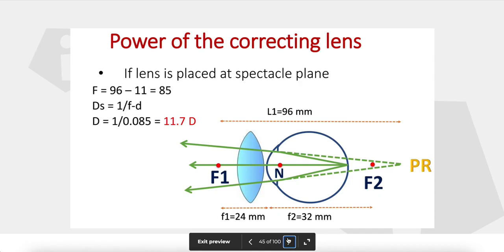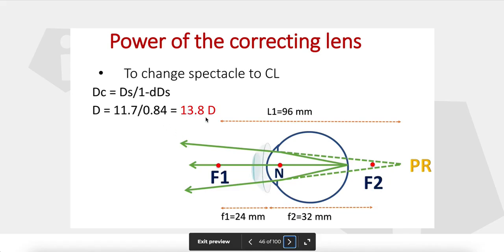And the practical example for this is the correction of aphakia. The aphakic patient, when wearing glasses, needs a power of 11.7 diopters. But if we shift to a contact lens and move more toward the eye, the effective power of the lens will decrease, so we should increase the power of the contact lens to 13.8 diopters when replacing the spectacle with contact lenses. So I hope that this is clear now.